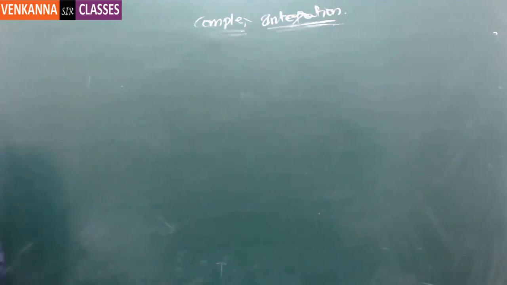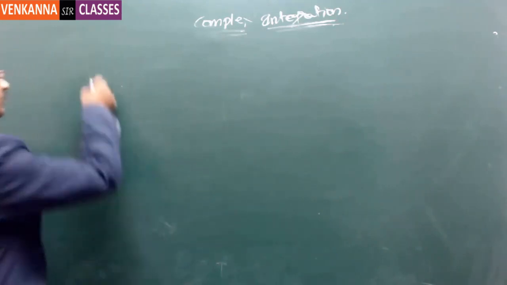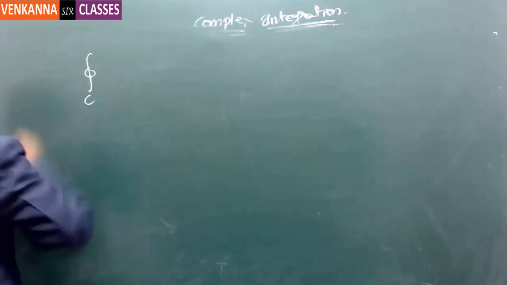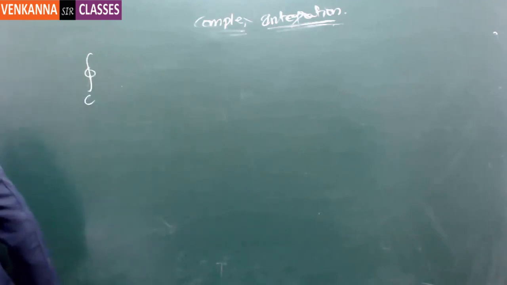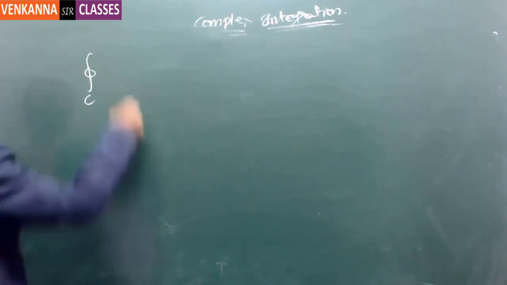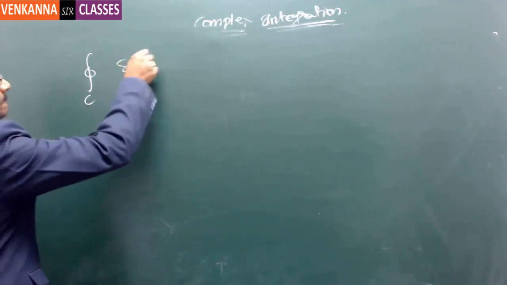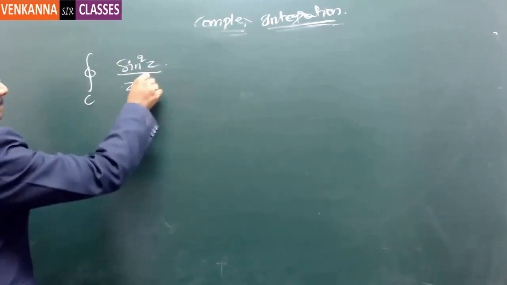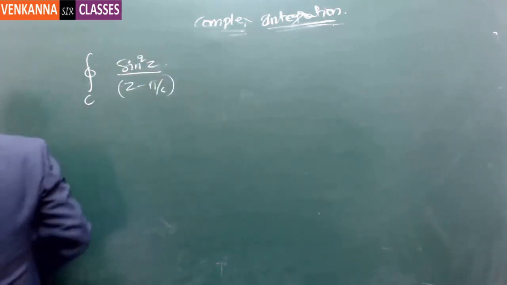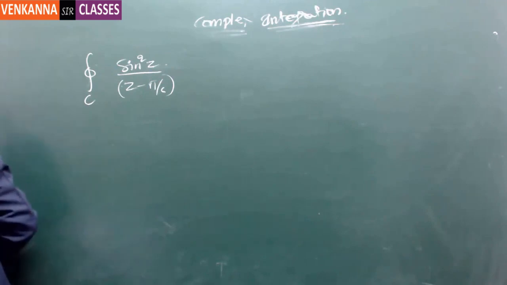Solve one more integral. Integral over the contour C of sin square z divided by z minus pi by 6 whole cube dz, where C is the circle mod z is equal to 1.